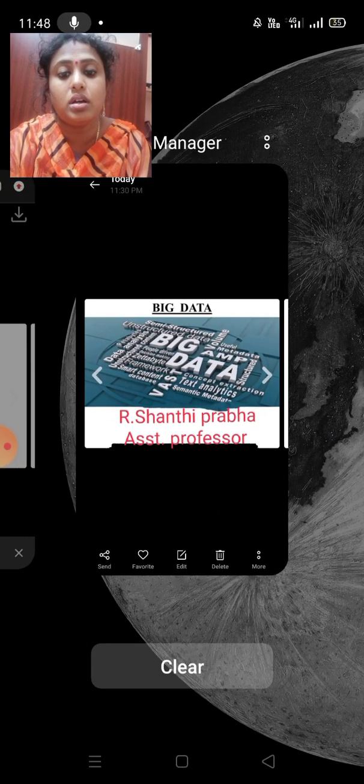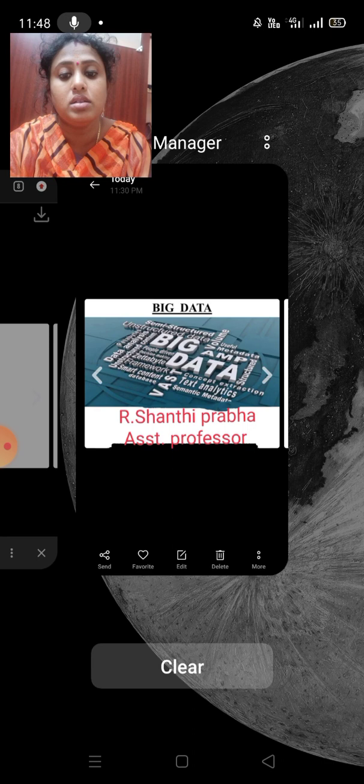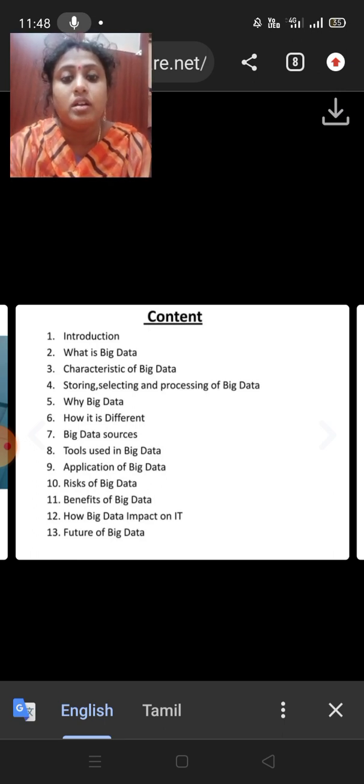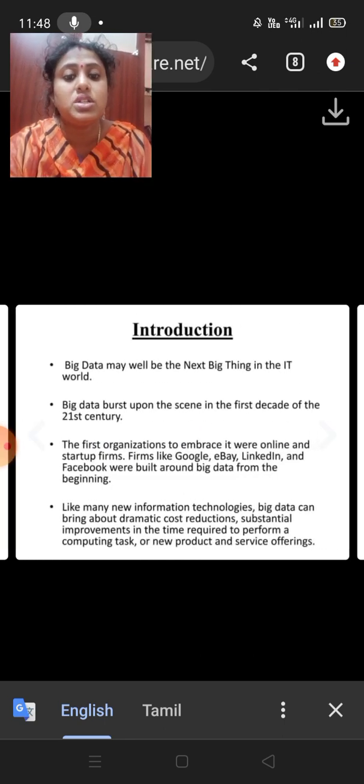Today we are seeing about the characteristics of big data, why we are using big data, how it differs from other data, and big data sources. So first one is the introduction.